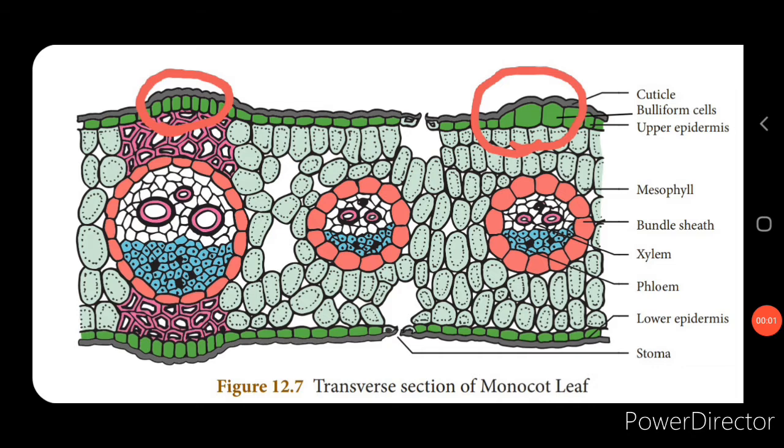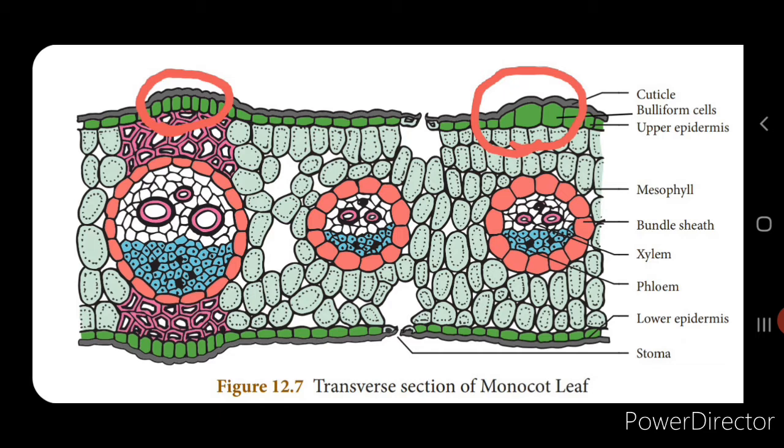Now, let's see the internal structure of the monocot leaf. Now, since it is a leaf, it consists of upper epidermis and lower epidermis, and these epidermis are made up of parenchymatous cells. Now, the cuticle is present on the outer wall. You can see, isn't it, the thin grey colour coating on the outer wall. The stomata is present on both the upper and the lower epidermis.